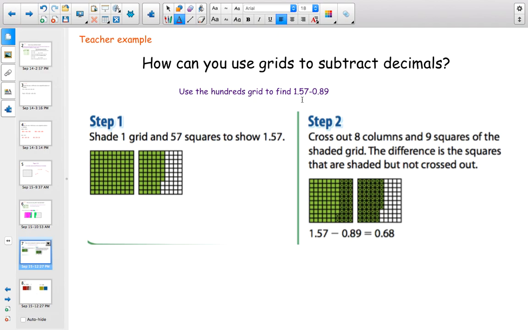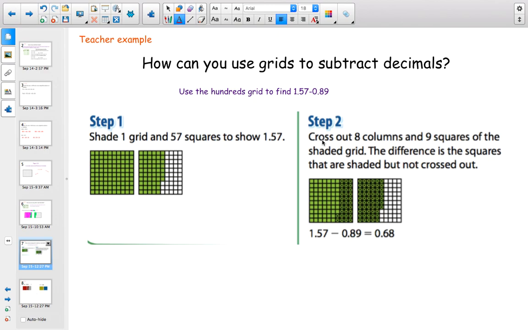Here we have to subtract 1 57/100 minus 89/100. Our first step is to shade one whole grid, because that's 100 squares. That equals our 1 in the ones place. So one whole grid and then 57 squares to show 1 57/100. We've got one grid colored in here, and 57 colored over here.